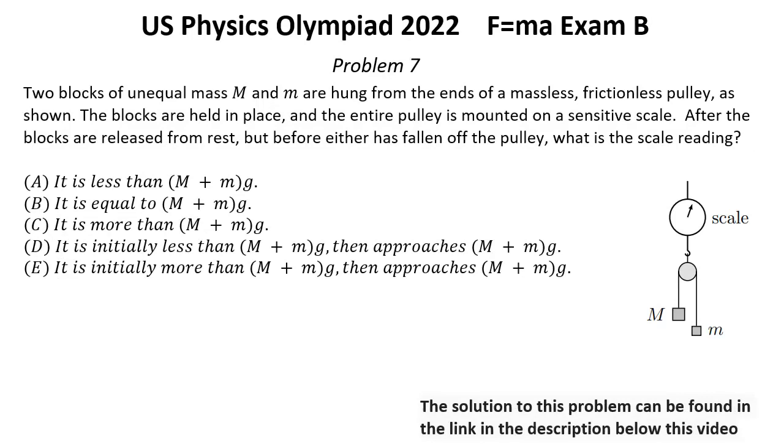Problem number 7. 2 blocks of unequal masses big M and small m are hung from the ends of a massless frictionless pulley as shown. The blocks are held in place and the entire pulley is mounted on a sensitive scale. After the blocks are released from rest, but before either has fallen off the pulley, what is the scale reading?